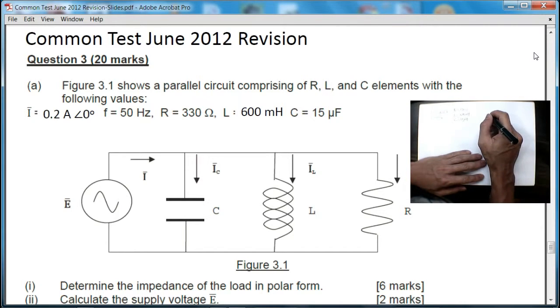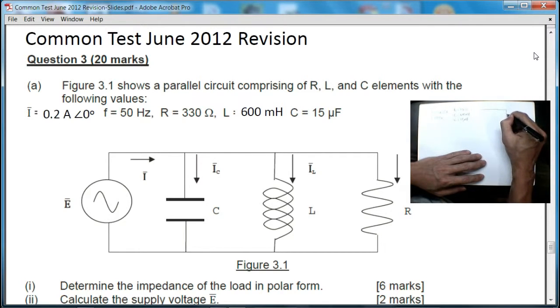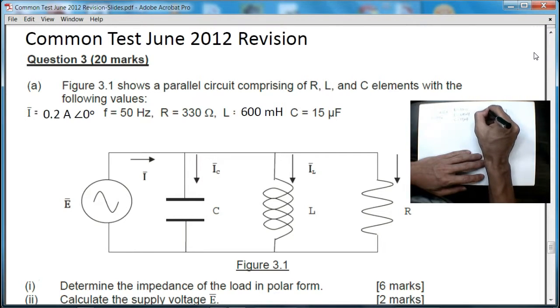Now the circuit is in parallel, which means that all the three elements can be drawn as follows: resistor, inductor L, and finally a capacitor C, all in parallel with the incoming current and the applied voltage E.